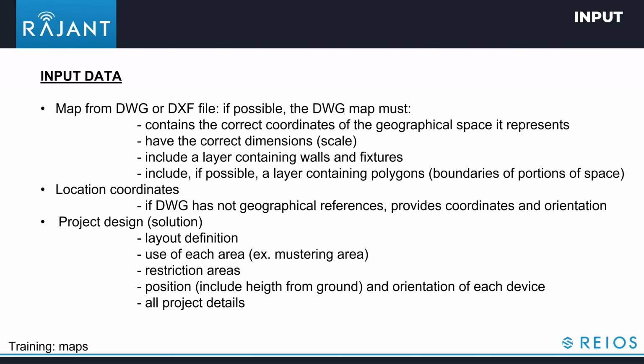The map needs to contain correct coordinates of the geographical space. Normally they are not present, but if present it is better, because we will see later that the map will be put in the correct position on the worldwide map. Obviously, the map needs to have a correct dimension in order to have the correct scale, and include a layer containing walls, fixtures, everything that is interesting for the development of the project.